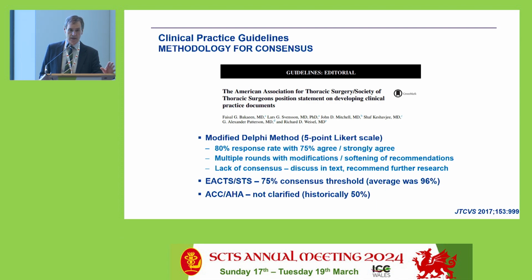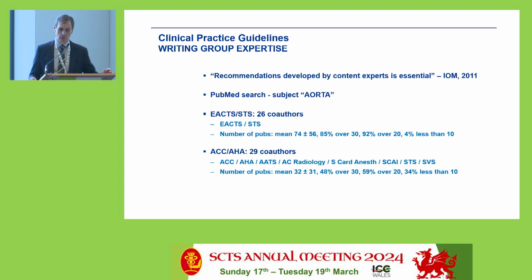The ACC-AHA has historically only required a majority, 50%, in order to come up with a recommendation, which is why some of those recommendations you all remember hearing about in the coronary guidelines a few years ago came about, because the AHA-ACC committee had far more cardiologists than surgeons. So recommendations needed to be developed by an expert group.